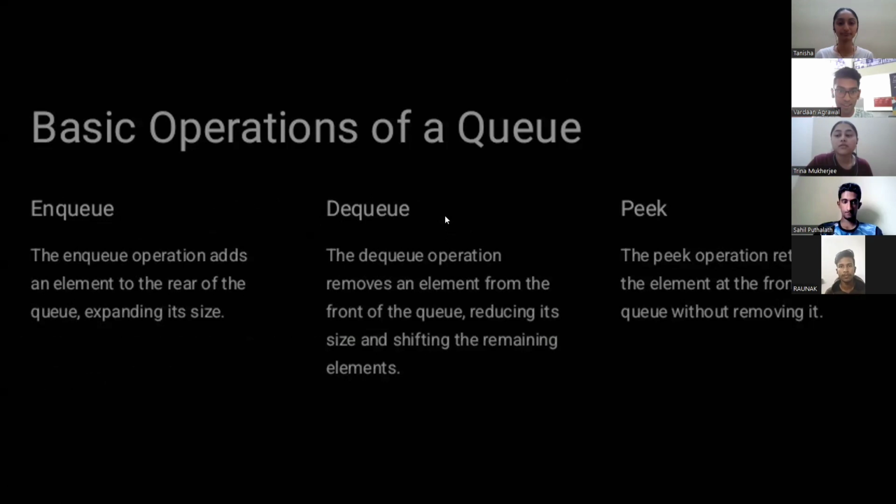Dequeue is the process of removing or accessing an element from the front of the queue. Peek is used to get the element at the front of the queue without removing it. Is full checks if the queue is full or not, and is empty checks if the queue is empty.